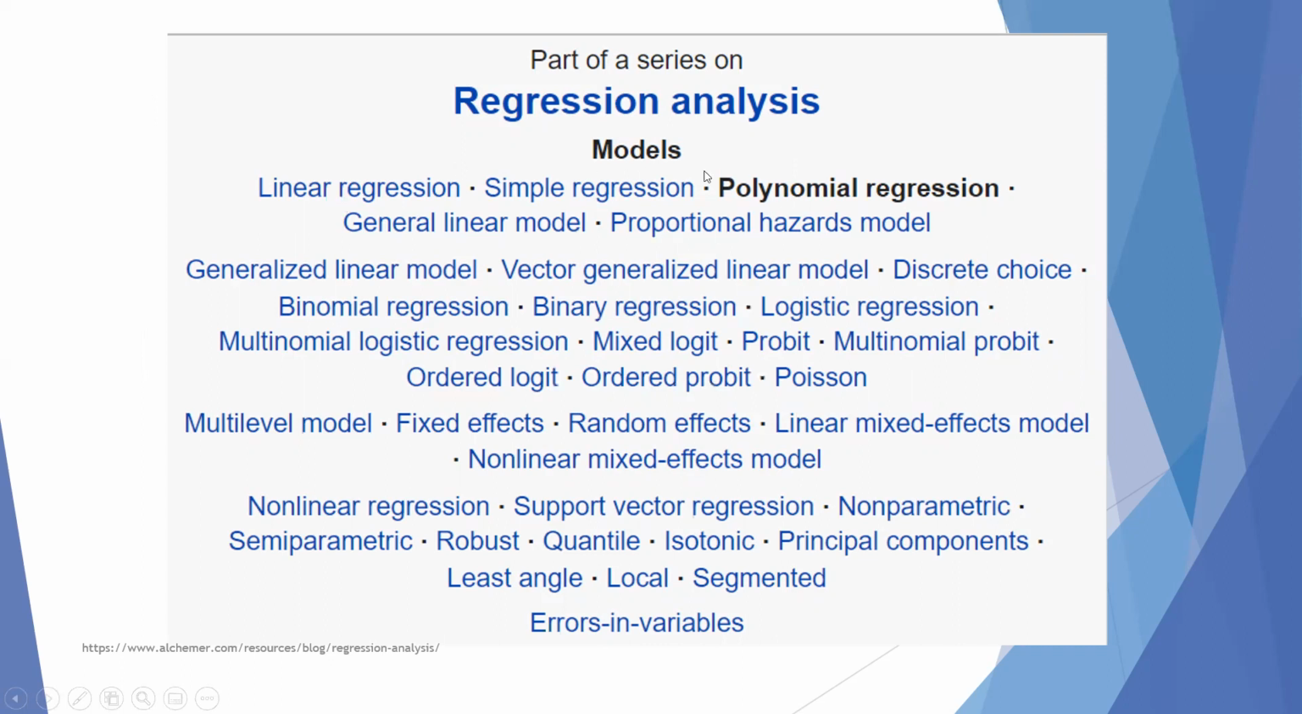The most commonly used are linear regression, simple regression, polynomial regression, general linear regression models, and others are binomial regression, which are commonly used with logistic regression and multinomial logistic regressions. Others are also forms of linear regressions. There are also multi-level models, and non-linear regression models are also present, and non-parametric and semi-parametric regression analysis can be done.